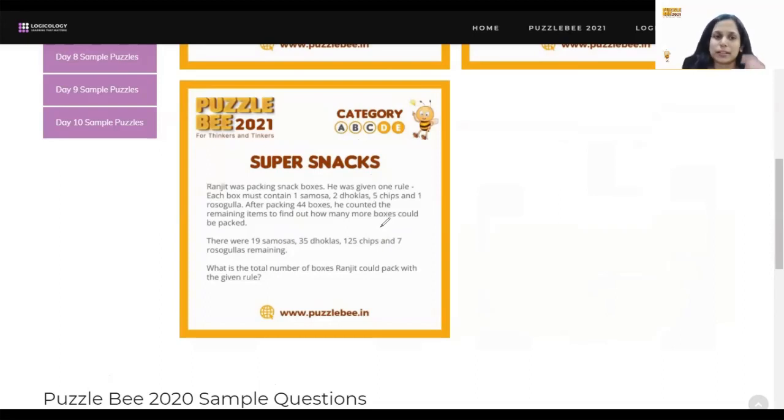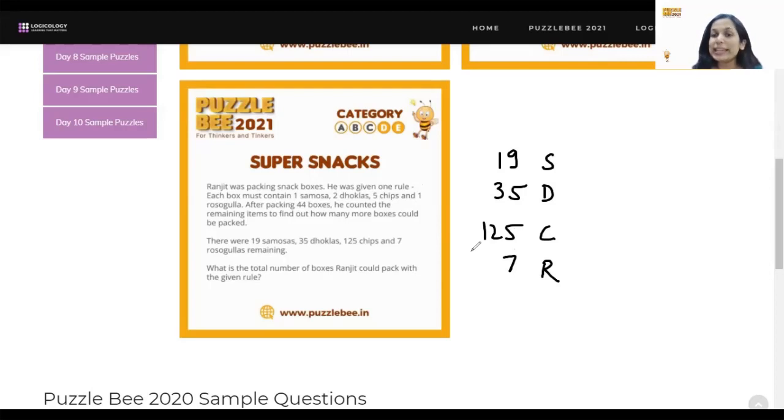Now, what was given here? Ranjit was packing snack boxes. He was given one rule. So again, rules. Looks like Puzzle B likes rules a lot. What was the rule? Each box must contain one samosa, two dhoklas, 5 chips, and one rasgulla. After packing 44 boxes, he counted the remaining items to find out how many more boxes could be packed. What was remaining with him was 19 samosas, 35 dhoklas, 125 chips, and 7 rasgullas.